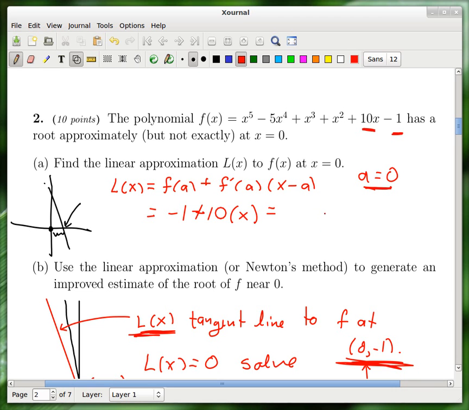Okay, but now we have the equation for L, which is 10x minus 1. And to find this point here, which is the answer, you just set the linear approximation equal to 0. So 10x minus 1 equals 0. And then x is equal to 1 over 10. Same thing as 0.1. And you're done.